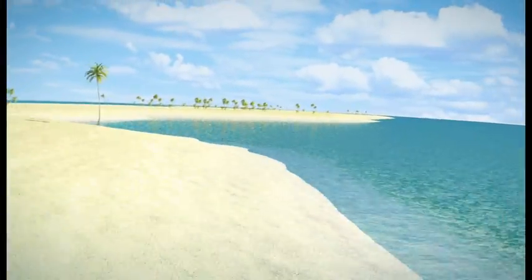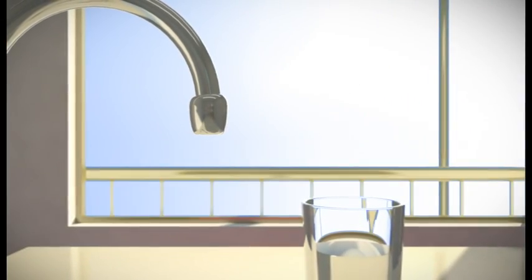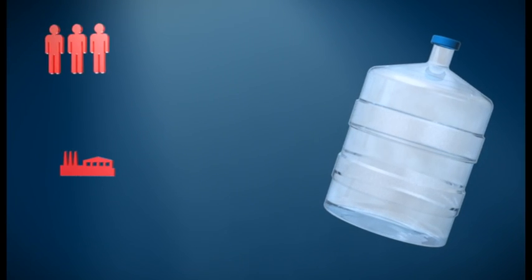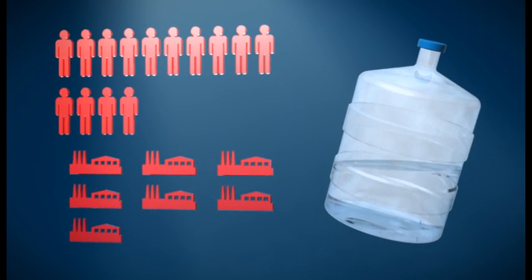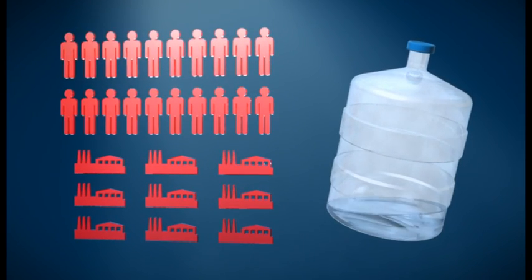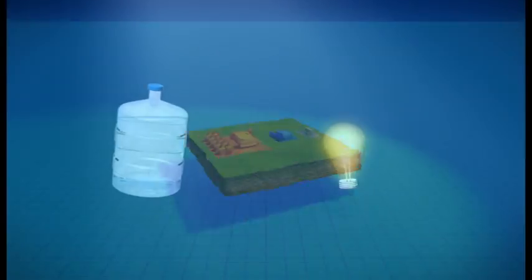Although 70% of our planet is covered by water, less than 1% is potable water. Ever-increasing freshwater demands from growing populations and industrial activities have resulted in rapidly depleting water sources. The demand for more fresh water also means more energy is needed to produce fresh water.